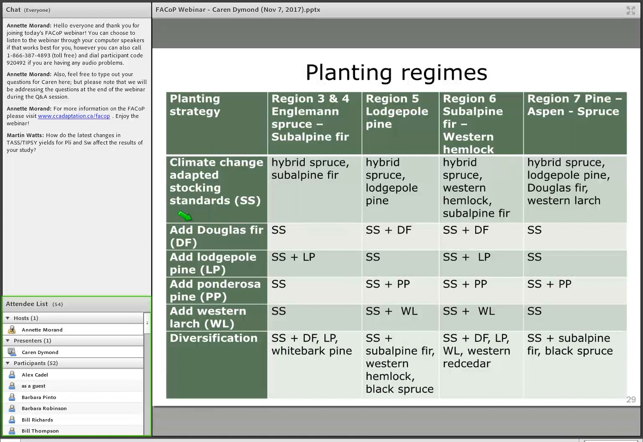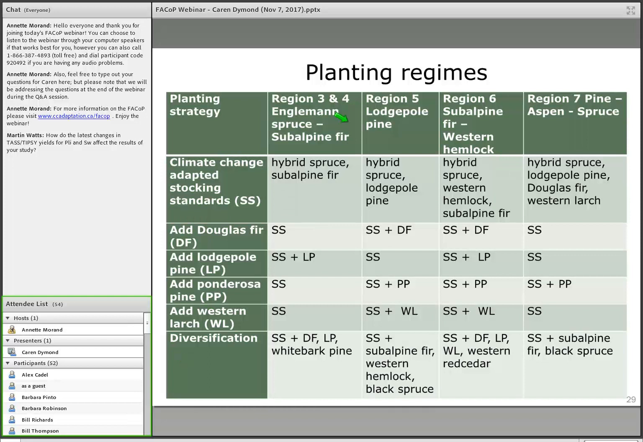These are the different planting regimes that we tested. So there's 1, 2, 3, 4, 5, 6 here. There are stocking standards in British Columbia that have already had some climate change adaptation introduced. And then to those stocking standards, we added Douglas fir, lodgepole pine, ponderosa pine, or western larch. And then the 6th one was a diversification regime, trying to test this insurance hypothesis and how well it might work in terms of the resilience in this study area.